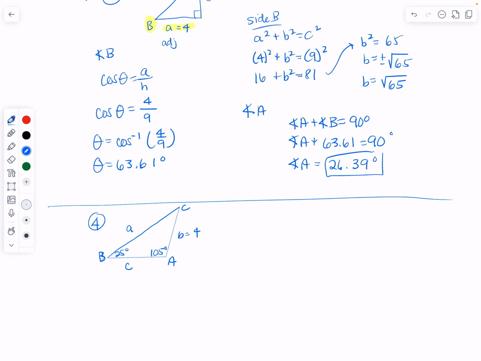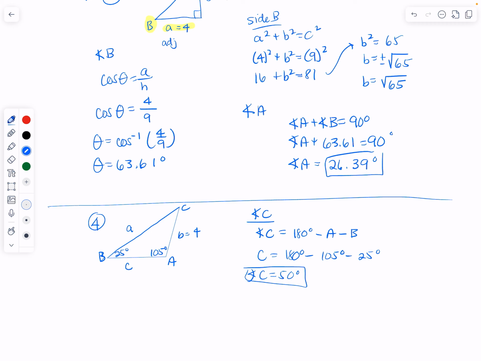This is not a right triangle, so I cannot use Pythagorean theorem or the definition of trig functions to solve it. But I can find angle C pretty easily. I know that the interior angles have to sum to 180, so I can find angle C by taking 180 minus angle A minus angle B. So C equals 180 minus angle A, which is 105, minus angle B, which is 25. And let's go ahead and see what that becomes. So 180 minus 105 minus 25, that equals 50. All right, so angle C is 50 degrees.